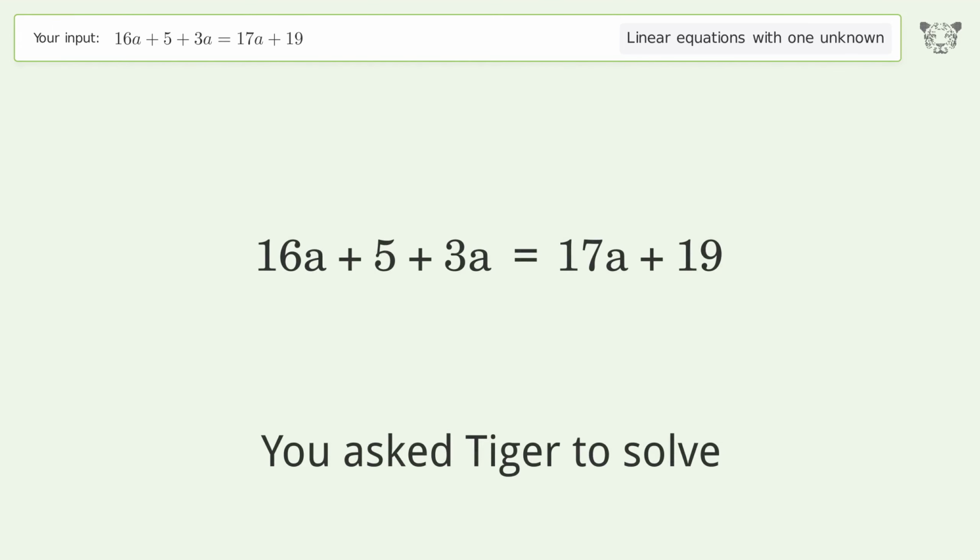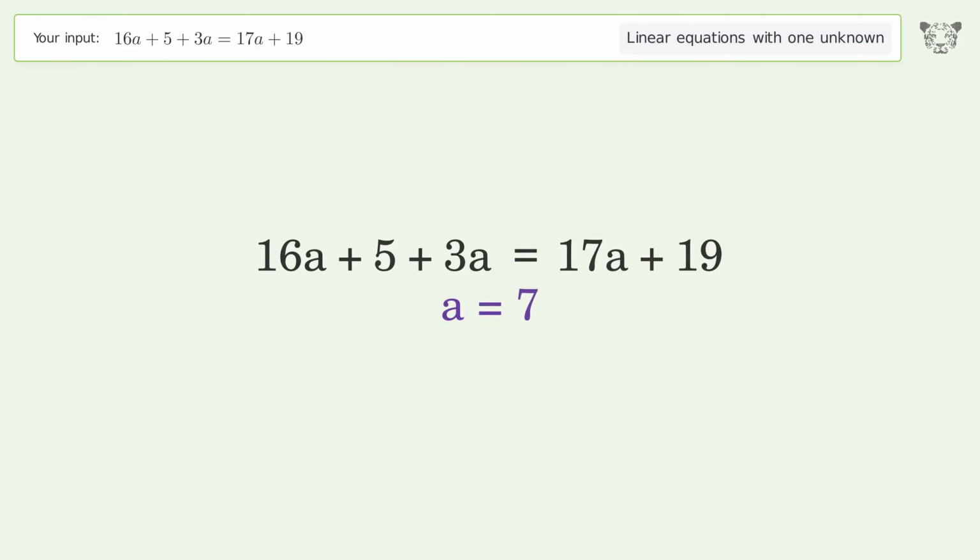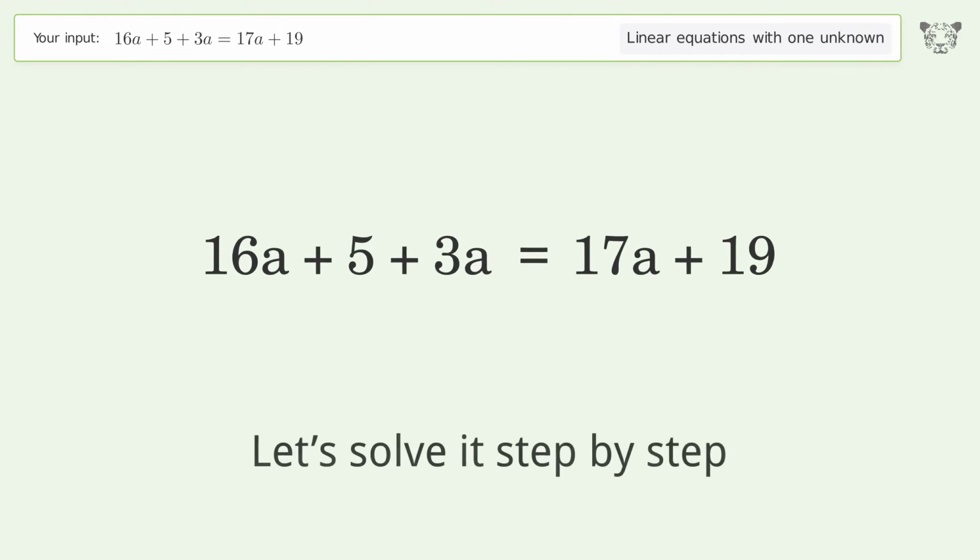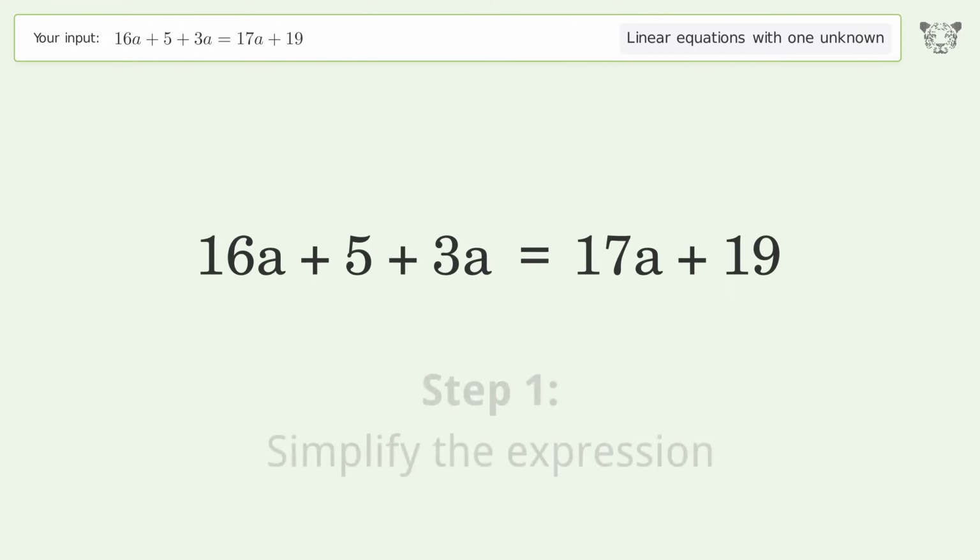You ask Tiger to solve. This deals with linear equations with one unknown. The final result is a equals 7. Let's solve it step by step. Simplify the expression. Group like terms.